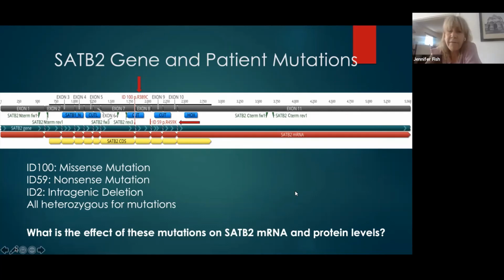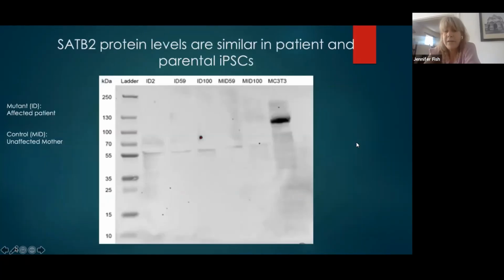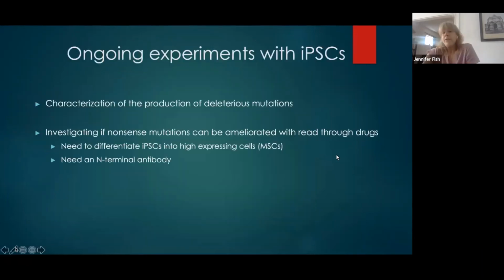There are some on the market. We haven't found them to be successful in identifying the SATB2 like we see here with the C-terminal. So we're still working on that. So what we are doing at the moment is differentiating these cells into bone precursor cells, and then we are going to assess the production of these deleterious mutations.